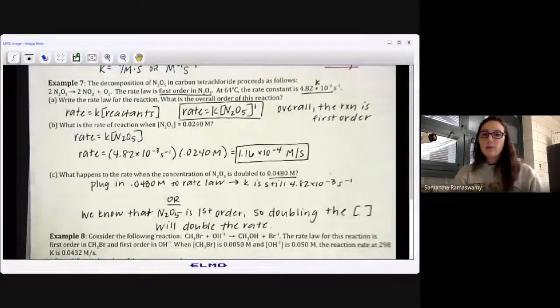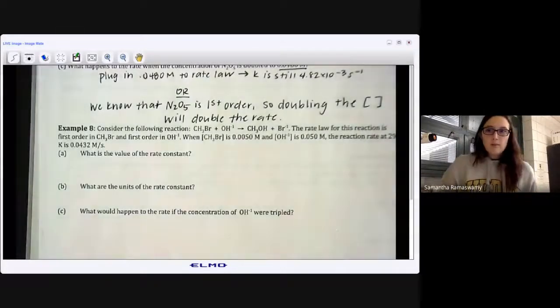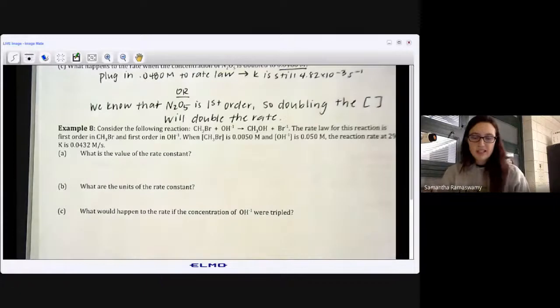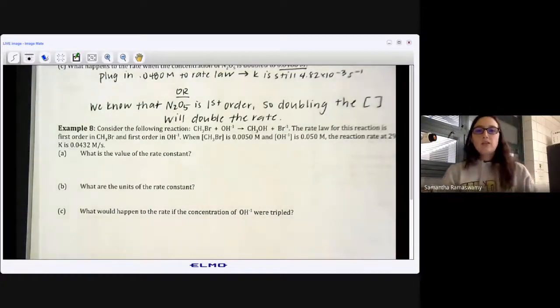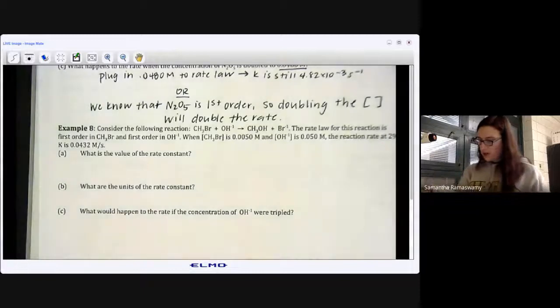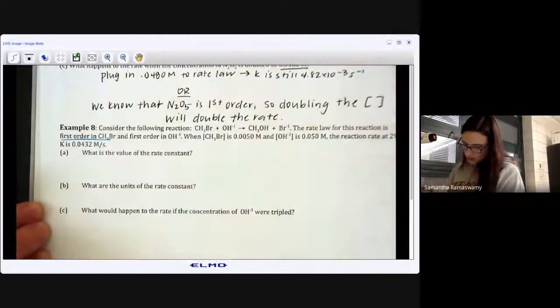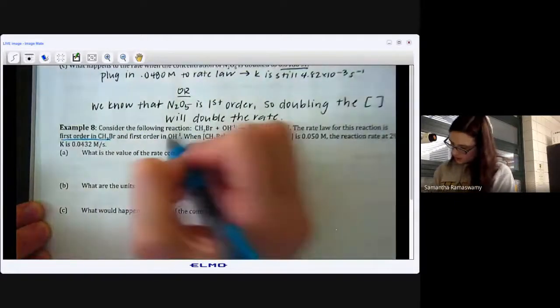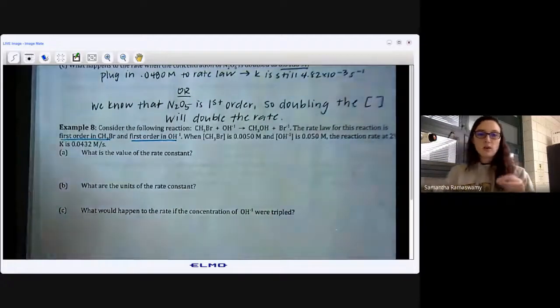Okay, so that's example 7. Let's go through example 8, and then we'll take a quick break just to give you time to stand up, move around. So example 8, consider the following reaction. Again, they gave us this reaction. It says the rate law for this reaction is first order in CH3Br and first order in OH minus. They gave us the order of each reactant.